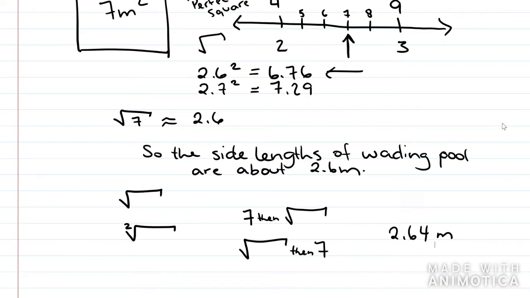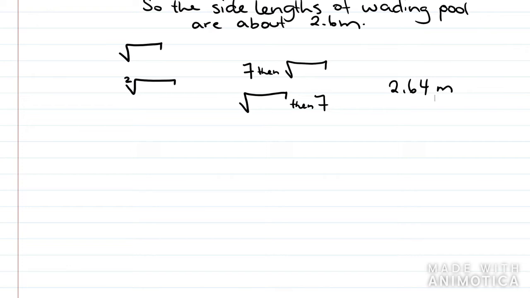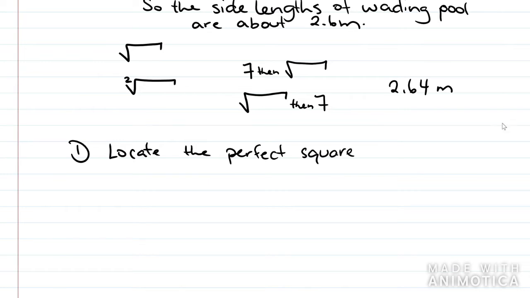Okay, so to estimate square roots, what we do is we use our number line. So the first thing we do is locate the perfect square on either side of the number on the number line.